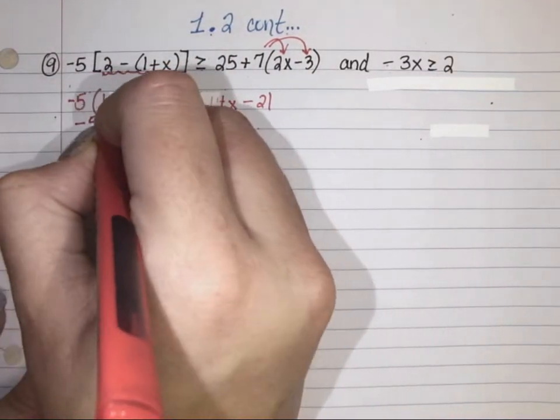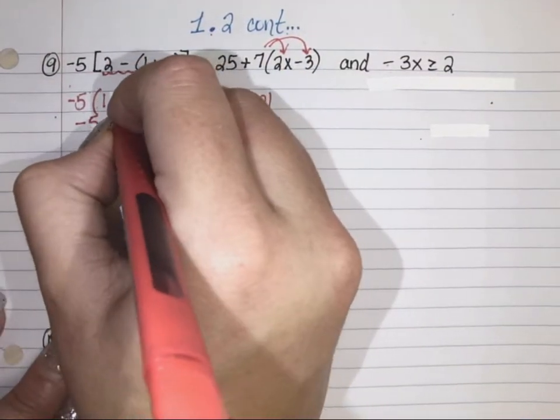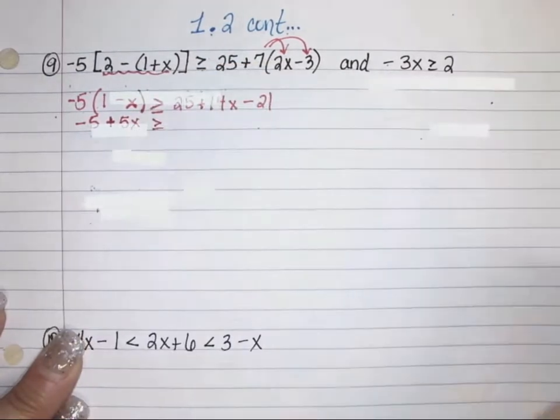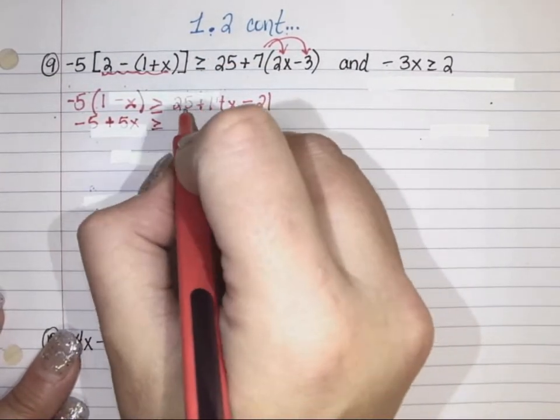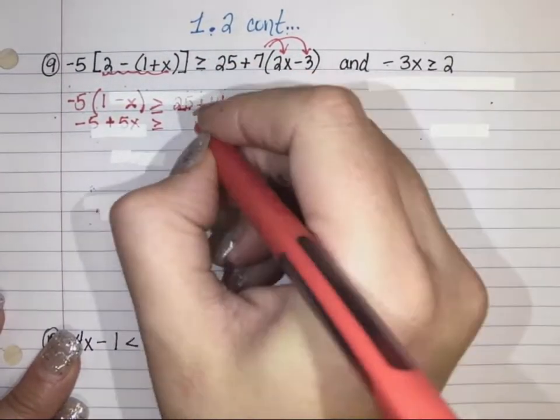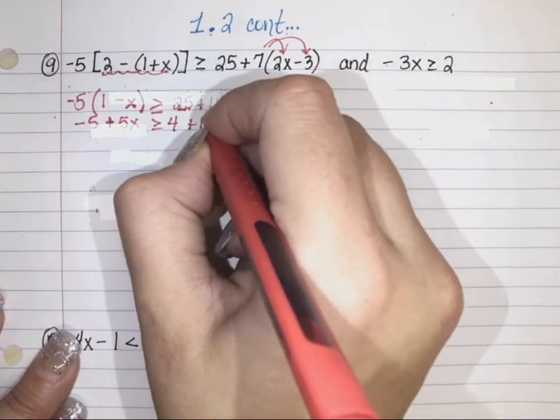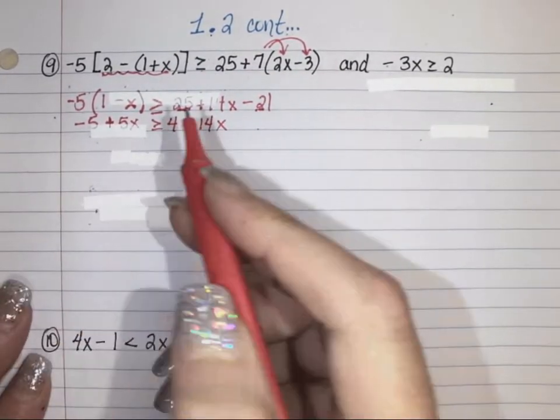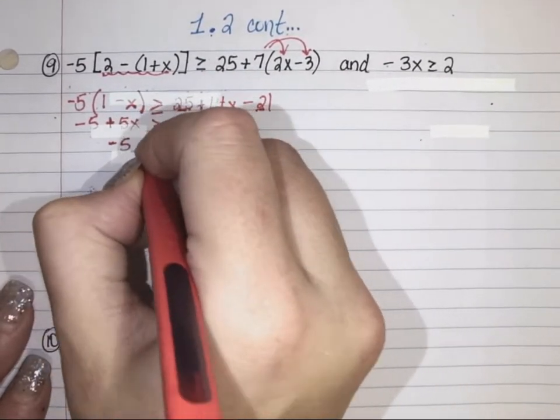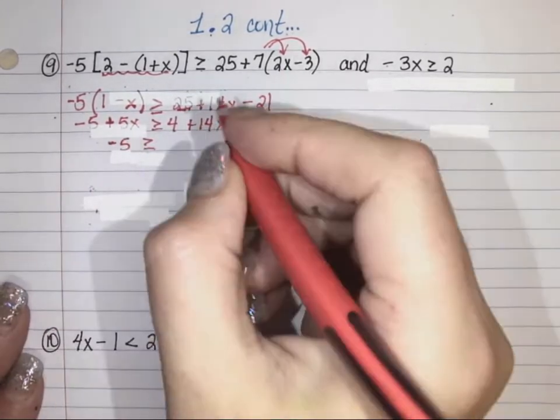Distribute negative 5 on the left side. And then combine like terms. So I'm going to combine 25 minus 21 into 4. Get your variables on both sides. So I'm going to subtract 5x.